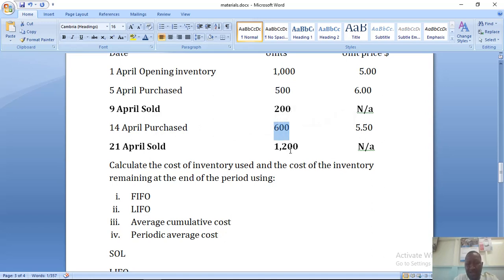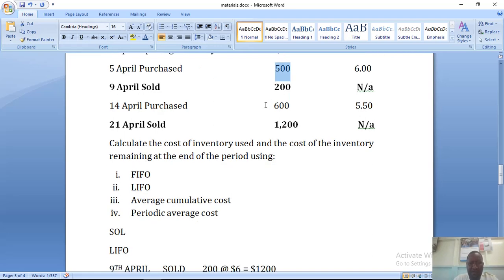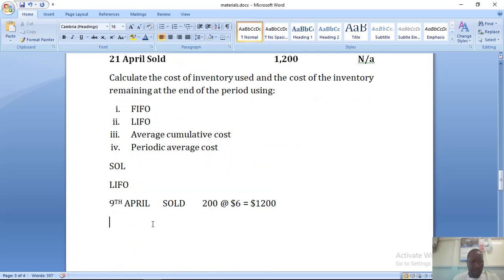But if you are issuing 1,200 units and you issue 600, there will be a balance of 600 remaining. The balance will be issued from the second latest, and we know that we have 300 units remaining there. So the 300 units remaining from the consignment received on the 5th of April should be the next to be issued. Now we've issued 600, we've issued 300, we still remain with a balance of 300 units. The remaining 300 units will be issued from the opening inventory of 1,000 units.